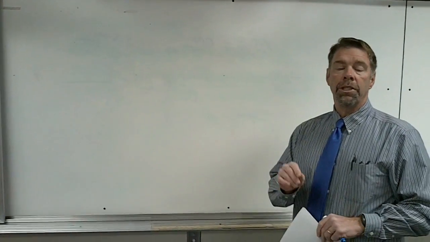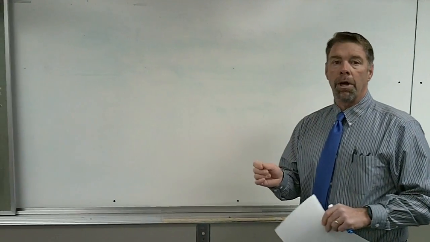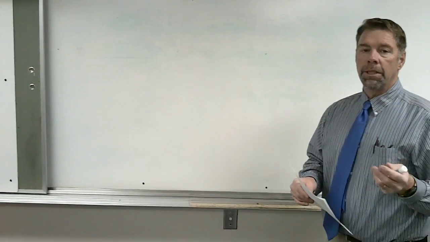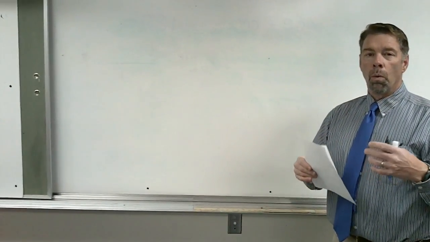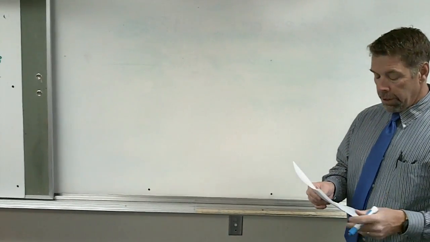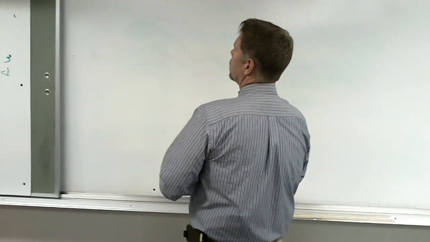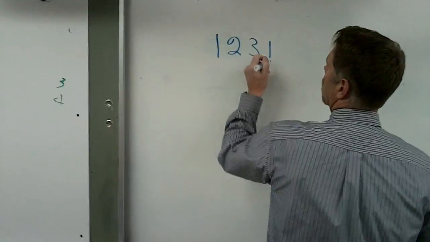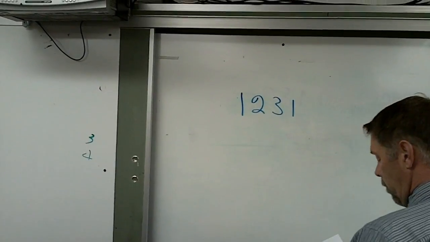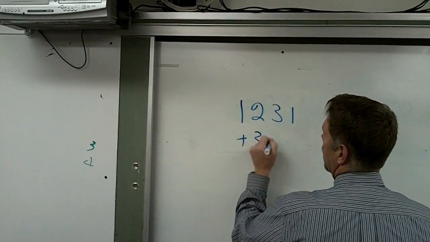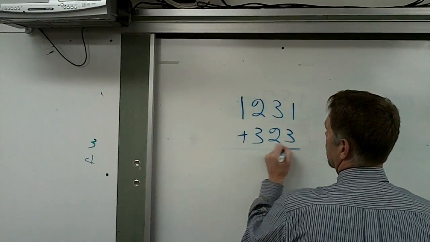Okay, students should each have their individual pencil and paper all ready to go right now. So we're going to talk about expanded form, and hopefully that's going to help you understand what's happening when you're adding multi-digit numbers. Let's take, for example, this number, 1,231, and we're going to add it plus 323. So what's actually happening here?